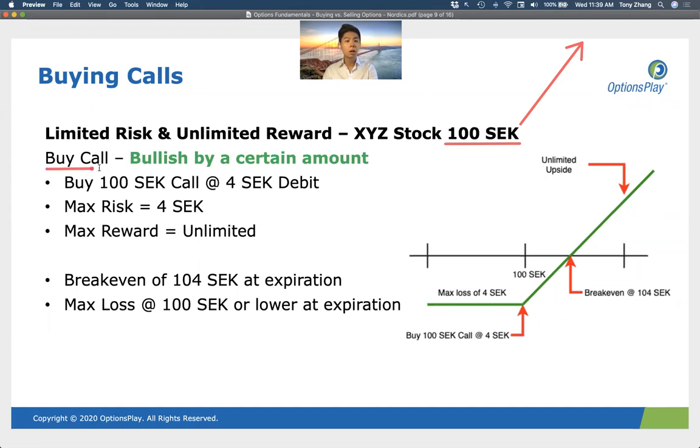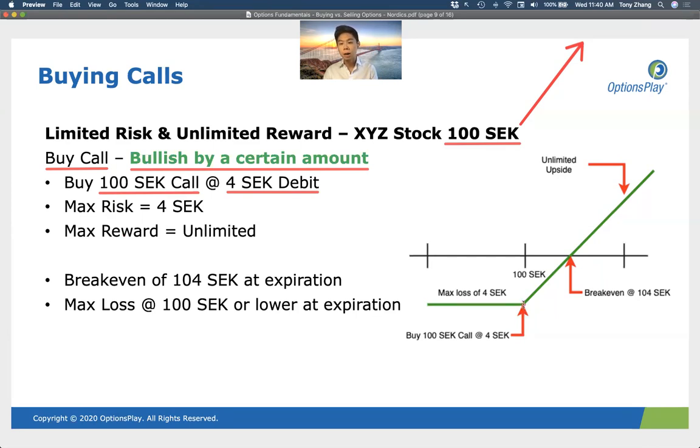Now, we say that call options are bullish, but from my perspective, just saying that call options are bullish is not correct. It's actually bullish by a certain amount, and we're going to show you what I mean by that. So let's say I have a stock trading at 100 crowns. I think the stock is going to go higher. So I buy a 100 call option, and let's say I pay 4 crowns for that call option. So what are the advantages, and what does it look like to buy a call option?